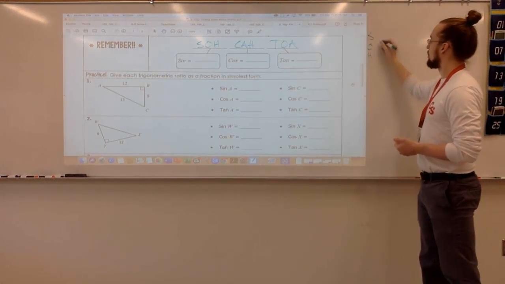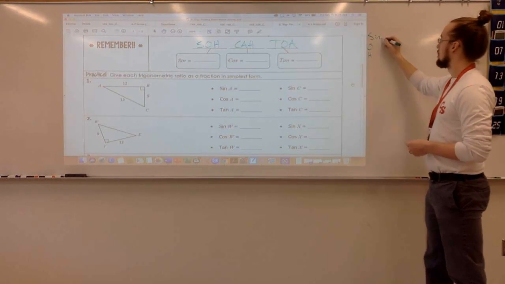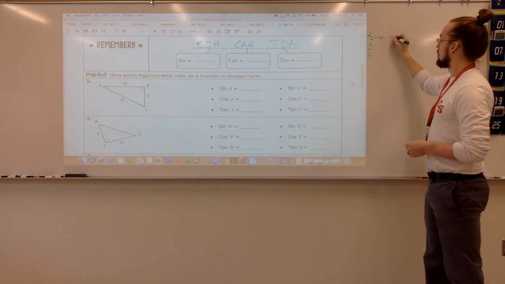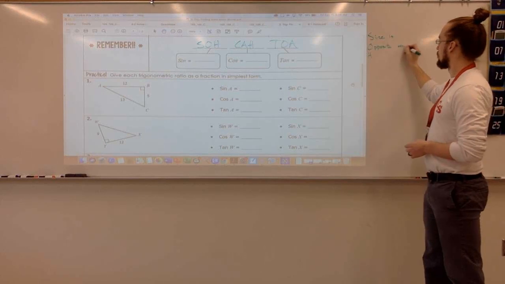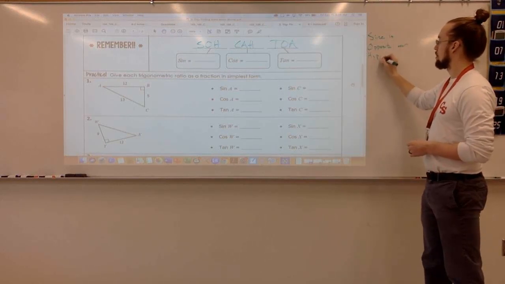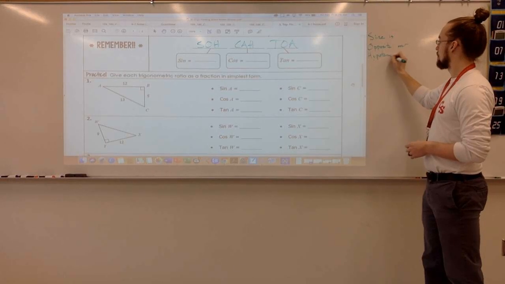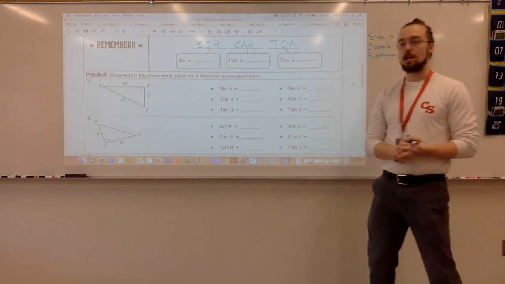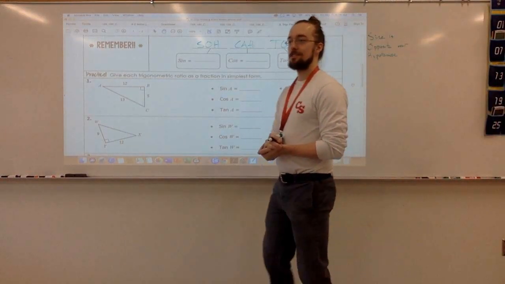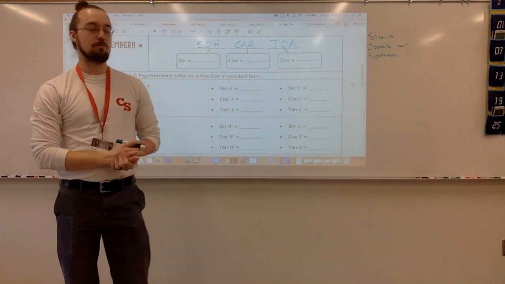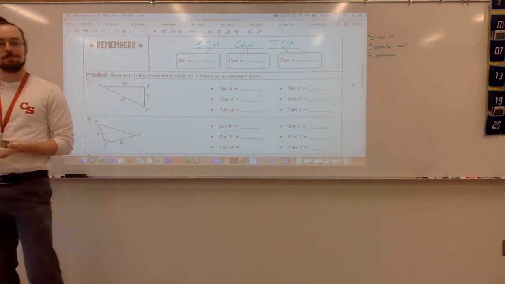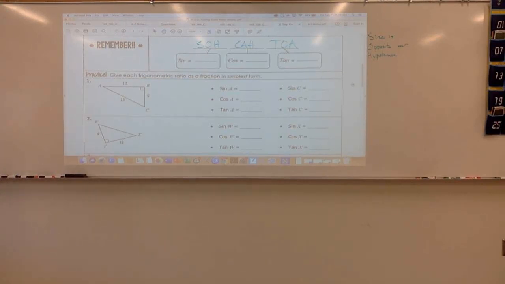So SOH means that sine is opposite over hypotenuse. That's the definition of sine. So don't ever call them sin, cos, and tan. It's sine, cosine, and tangent. Sorry. That's all right.